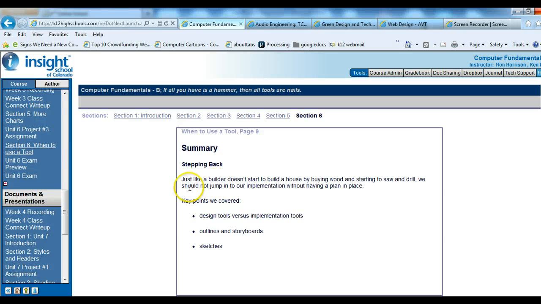So, summary. Just like a builder doesn't just start off building a house, they have to have a plan in place. Well, same thing when you're designing good computer work: using design tools versus implementation tools, outlines, storyboards, and sketches we talked about.